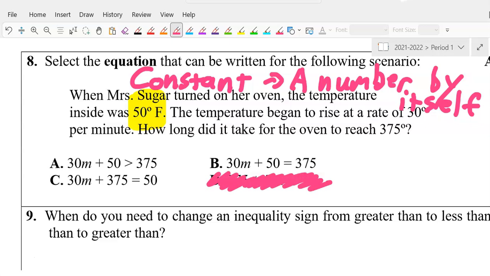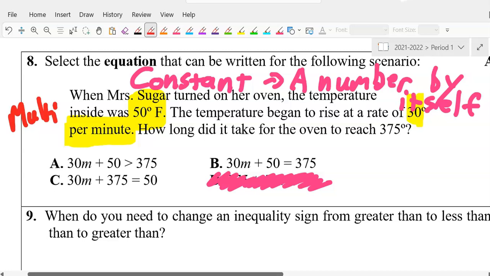You want me to read the next sentence, or you want to read it? I'll read it. The temperature begins to rise at a rate of 30 degrees per minute. So what can we conclude from that? 30 per minute means multiplication. Why? Can you explain why, or you want me to? The reason why that's multiplication, everybody please write that down. Multiplication.